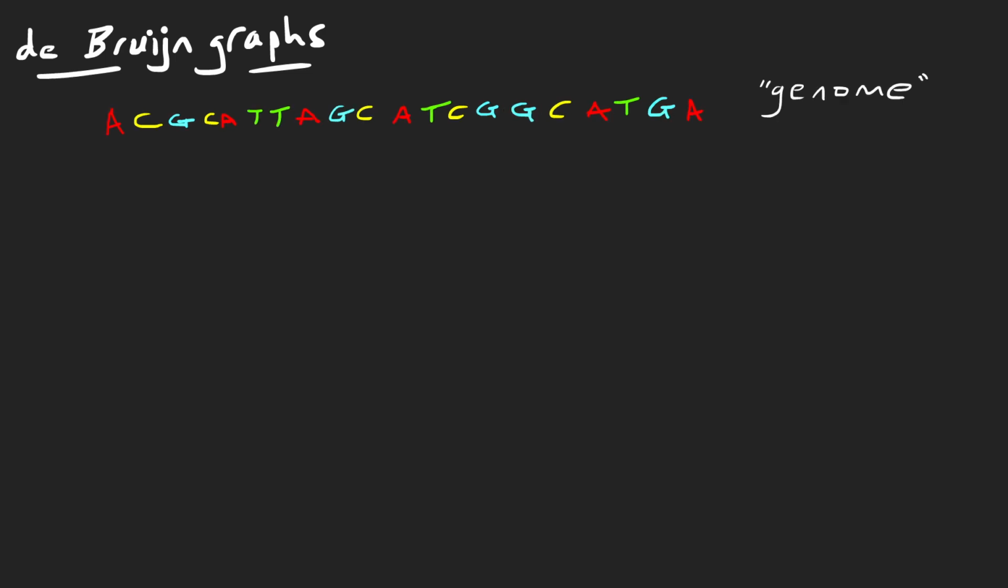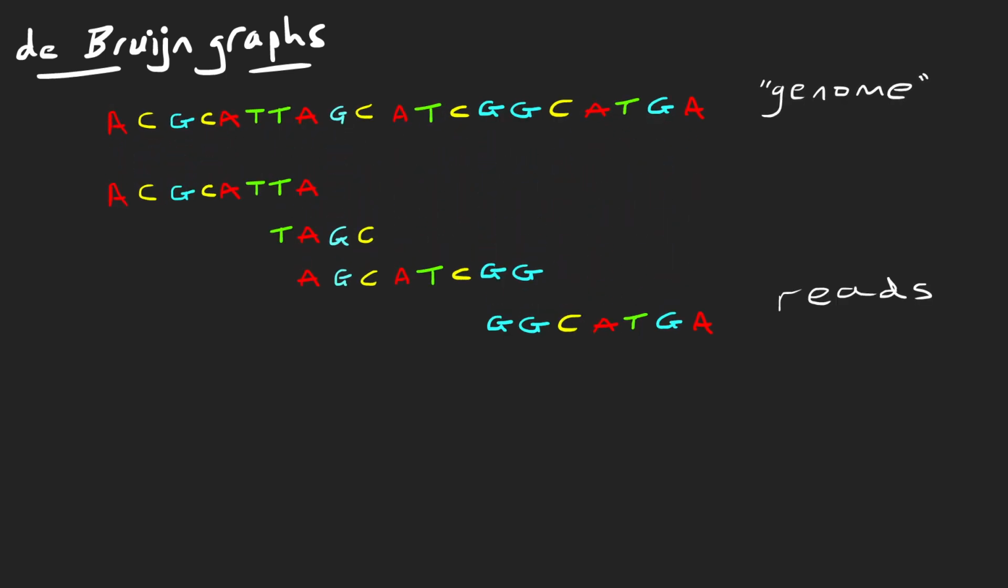De Bruijn graphs are a completely different approach to genome assembly and present one of the few tractable algorithms for assembling short read data. This is one of the most difficult concepts to grasp in assembly. We start as usual with a genome that's sequenced to obtain a set of reads.